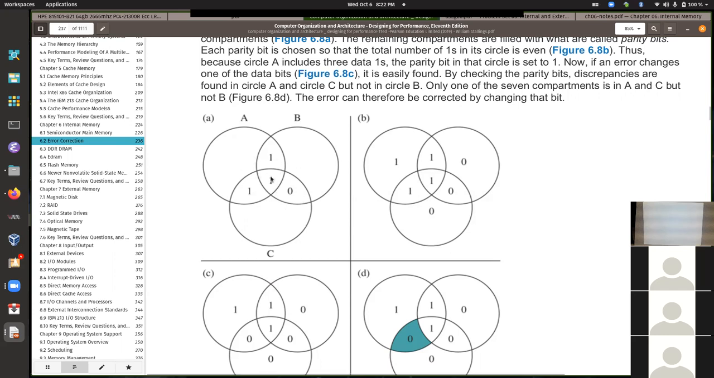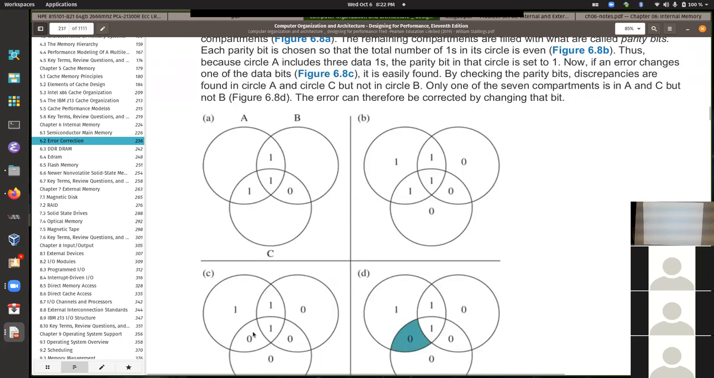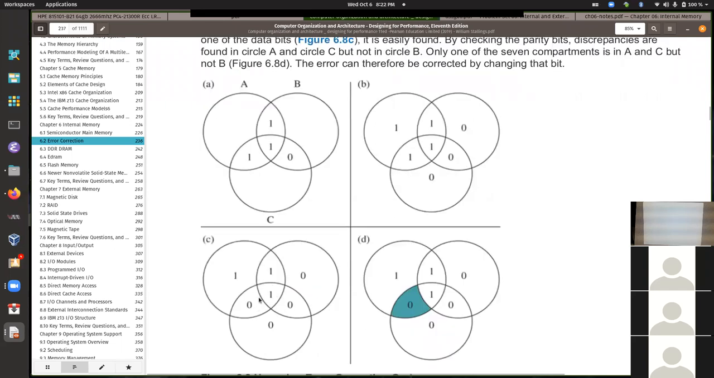Since I have an even number of ones in circle B, this check bit should be zero. And likewise, since I have an even number of ones in circle C, this check bit should be zero, right? So this is the way this works. When you've calculated these parity bits, you save these extra check bits along with the data, so whenever you do a write of these four bits, you're also going to be calculating and saving the three parity bits in this case, right?